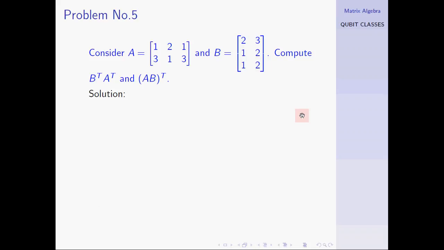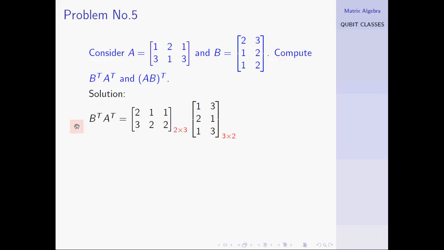Problem number 5. Consider matrix A, which is 1 2 1 3 1 3, and matrix B, which is 2 3 1 2 1 2. Compute B transpose into A transpose and transpose of A into B.